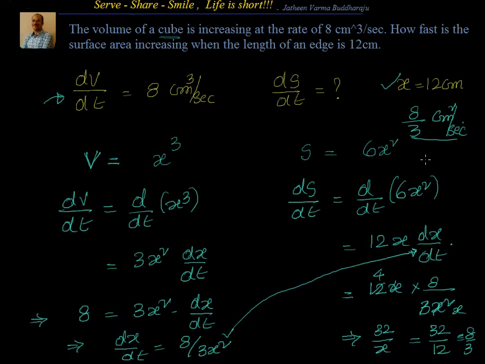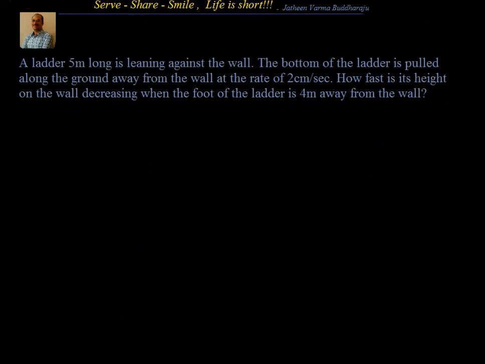Let's look into one more example. We have been given a ladder 5 meter long leaning against the wall. So let me just try to create the wall. So let us say that's the wall we have, and this is the ground. We have ground and wall there. We have a ladder 5 meter long leaning against the wall.